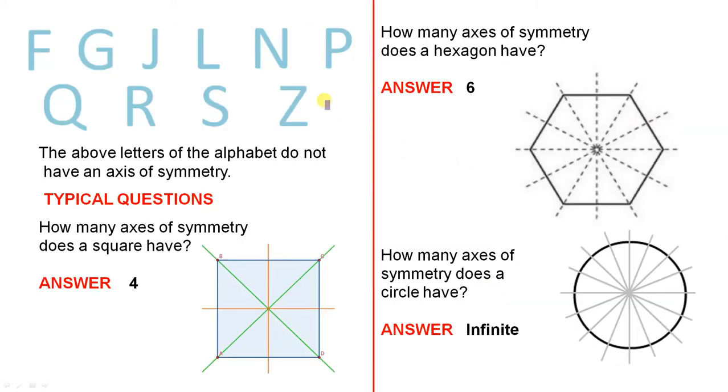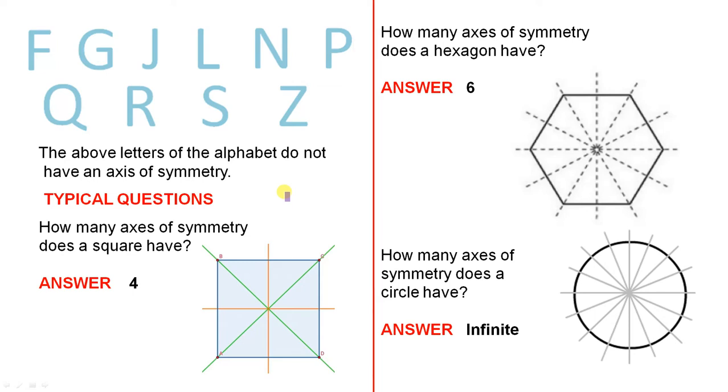Now have a look at these letters of the alphabet. If you go through each of them very quickly, you will see that none of them has an axis of symmetry. So you can't draw a line through any of those letters such that the line cuts the letter in half and each half is a mirror image of the other. So these letters do not have line symmetry.